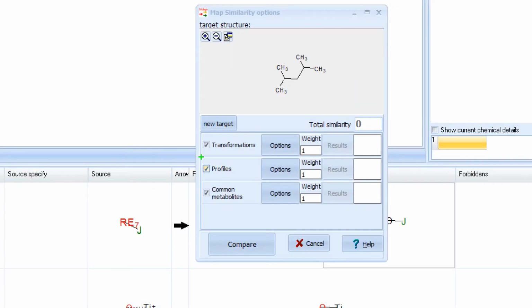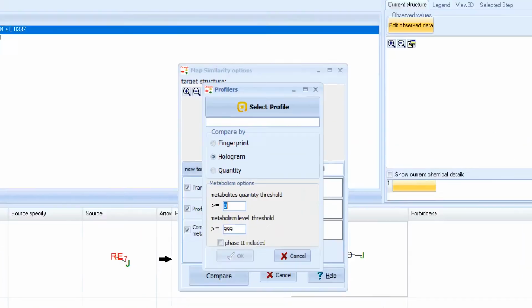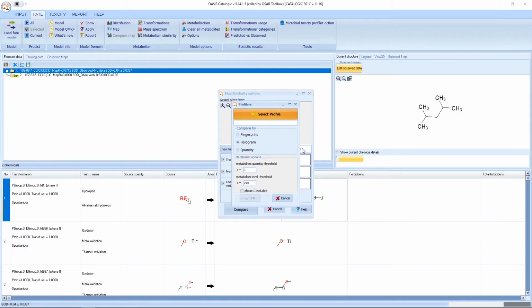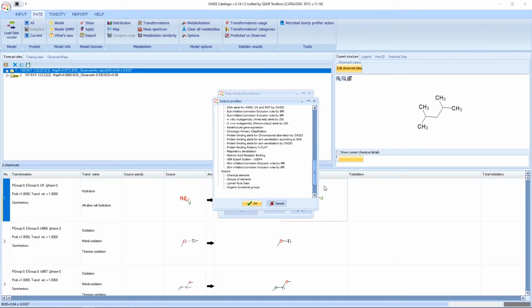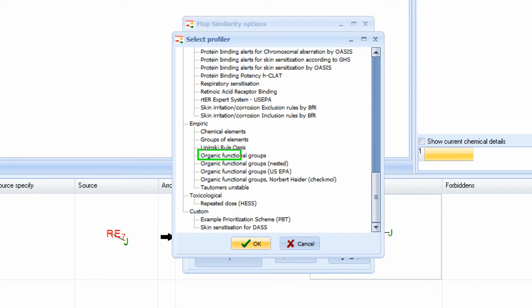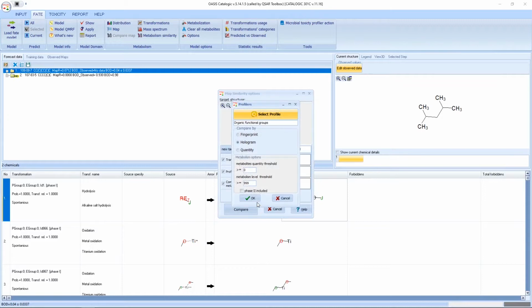Let's compare these chemicals by their common structural features. For this purpose, we will use existing profilers available in QSAR Toolbox. In fact, Catalogic is docked to QSAR Toolbox, and the knowledge from Toolbox could be extracted automatically. In our case, the Organic Functional Groups profiler will be used as it is one of the most appropriate profilers for estimating the structural similarity between chemicals and their metabolites.